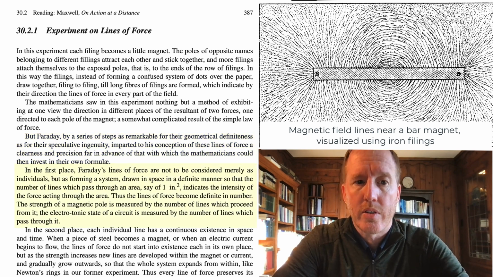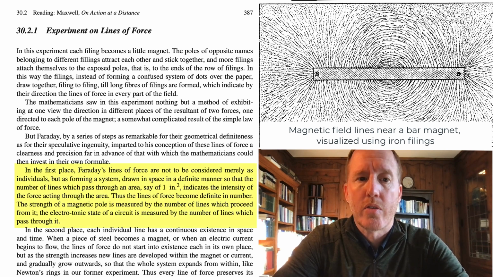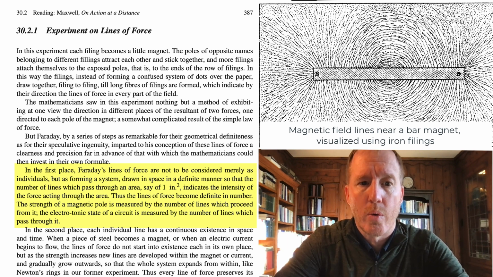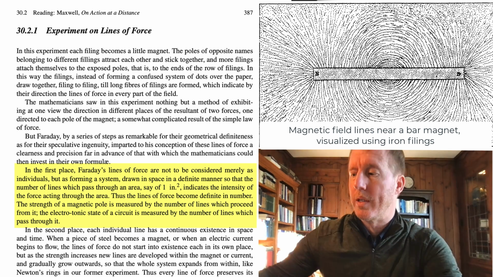In the first place, Faraday's lines of force are not to be considered merely as individuals, but as forming a system, drawn in space in a definite manner, so that the number of lines which pass through an area, say 1 square inch, indicates the intensity of the force acting through the area. Thus, the lines of force become definite in number. The strength of a magnetic pole is measured by the number of lines which proceed from it. The electrotonic state of a circuit is measured by the number of lines which pass through it.